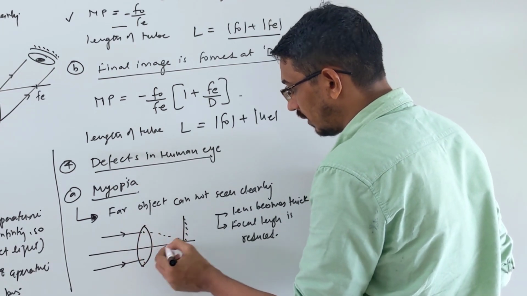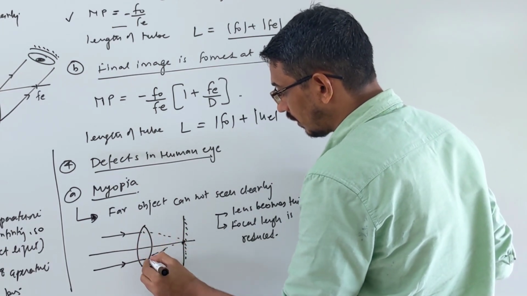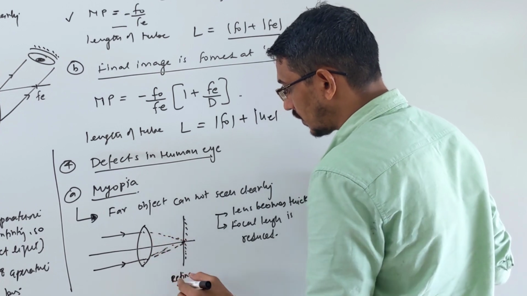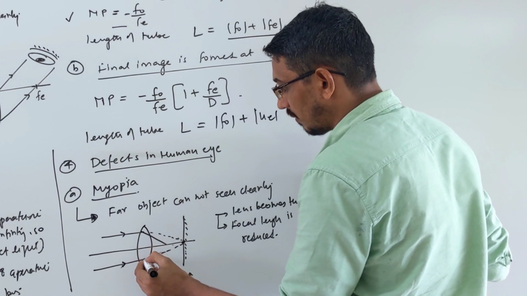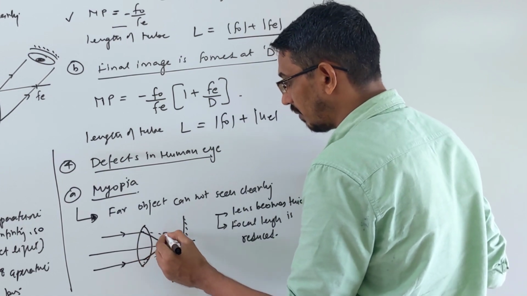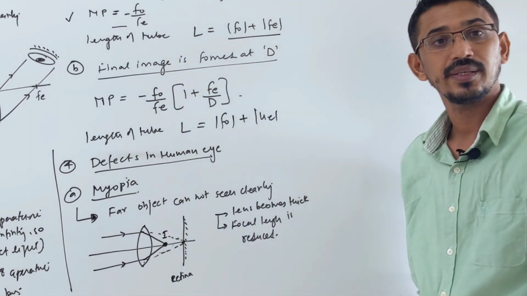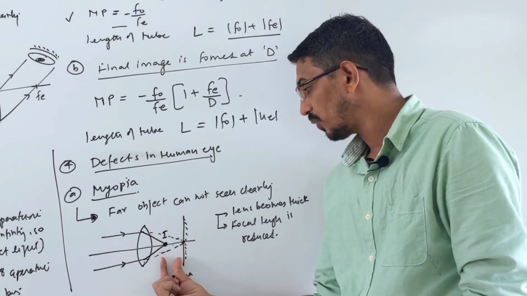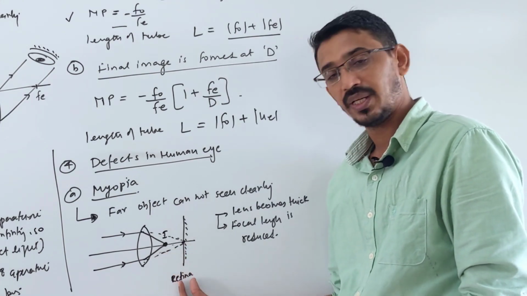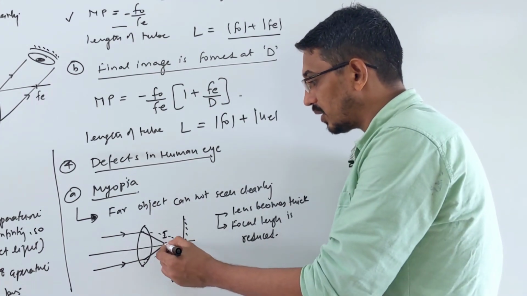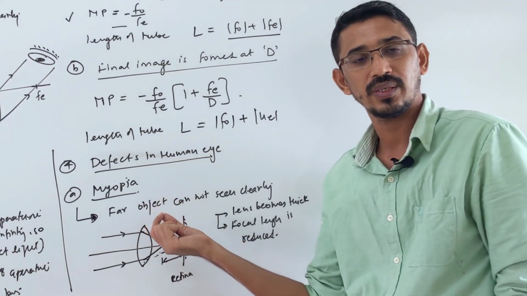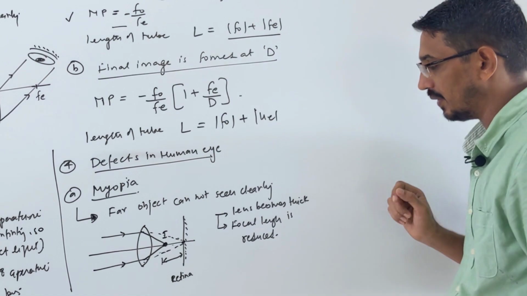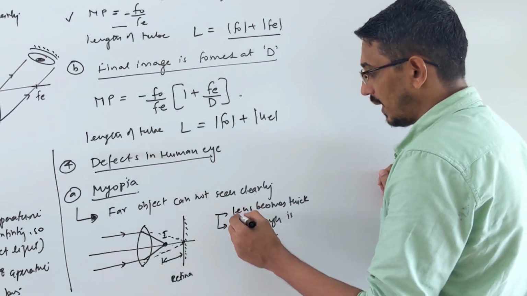They should meet actually here, at the retina or screen. But they will not meet here, they will meet here itself. Here they will make the image. So this is a little short of where the image should form. This is the retina or screen, your image should form here, but it's a little short of that. So because of this shortfall it's called short sightedness, or near sightedness.